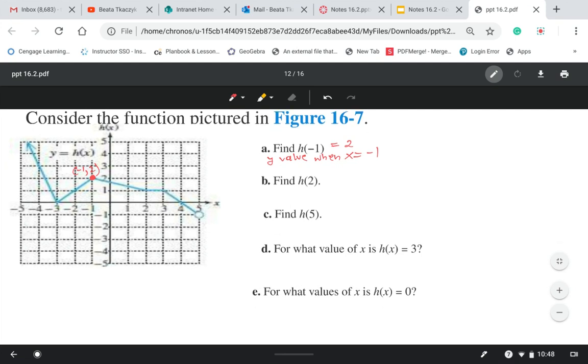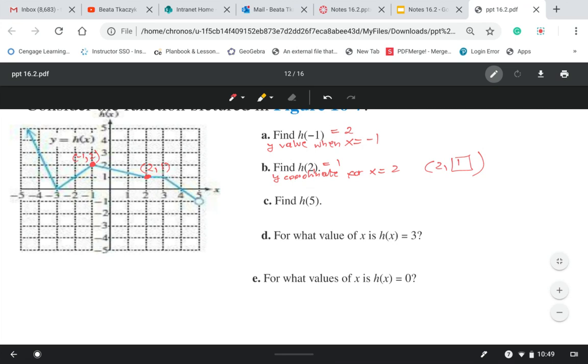Now find h of 2, which means find y coordinate for x equal 2. So technically, we have to find the y coordinate when x is equal 2. So try to locate that point on the graph. So x equal 2 right here. So the y coordinate of that point is 1. Here we have a point 2, 1. So the answer will be 1. And you will continue.